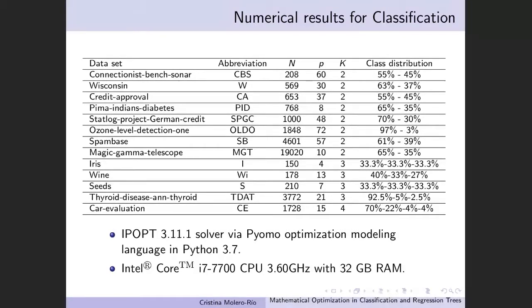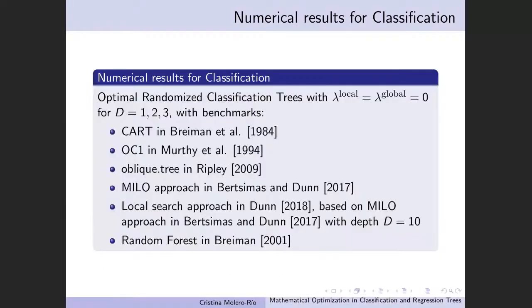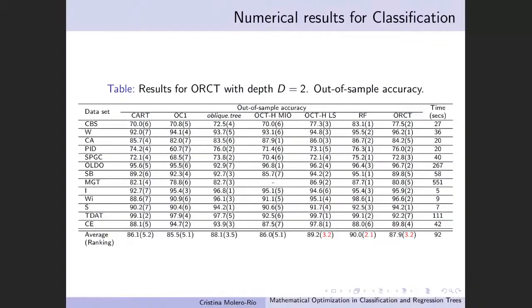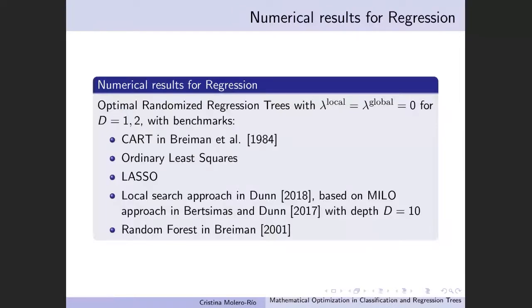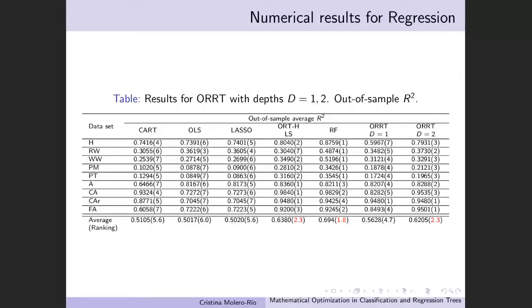What you can see is that we have done numerical results for classification and for regression, and we have benchmarked our approach with many methods. And what we can see is here for regression also. Here I have highlighted the best methods. What I show is that our proposal is on the top together with random forest and a local search procedure that cannot handle the properties that we have already defined.